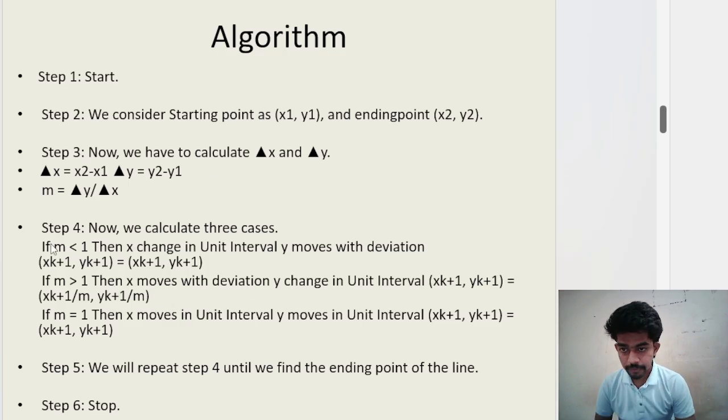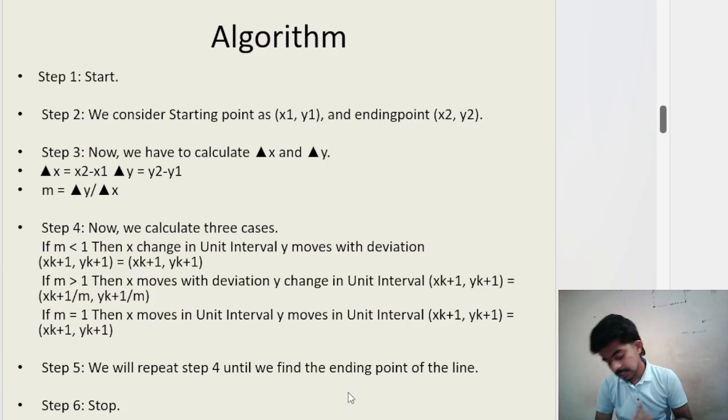Now step 4. Now we consider three cases. The value of m, which is very important, takes us to the three cases. If m is less than 1, then x changes in unit interval and y moves with deviation. If m is greater than 1, then x moves with deviation and y changes in unit interval. And if m is equal to 1, then x moves in unit interval and y moves in unit interval.